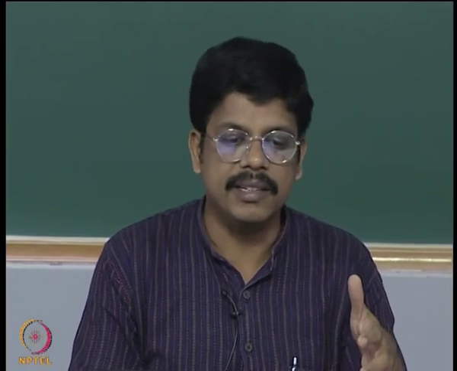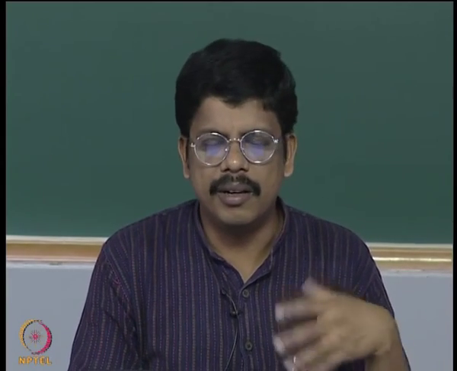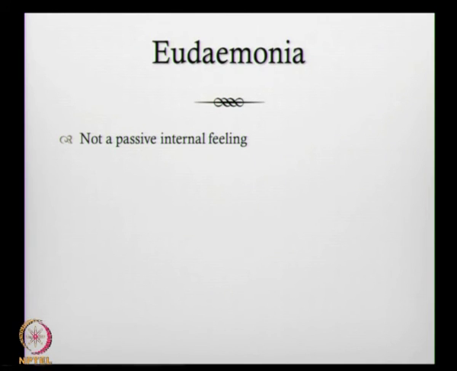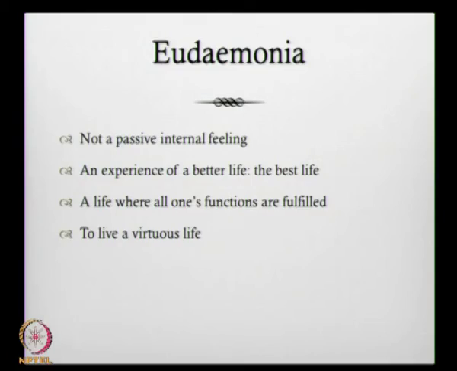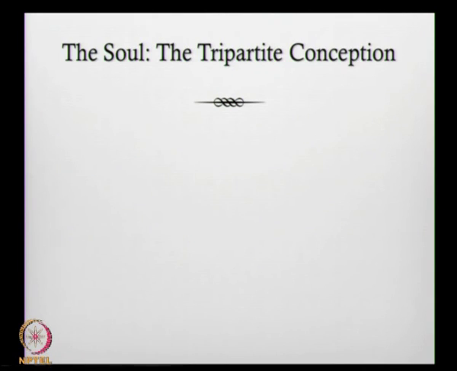As far as eudaimonia is concerned, it is not a passive internal feeling. In English it is translated as happiness, which is not a very satisfactory translation, because it is not a passive internal feeling; it is an active experience of a better life, the best life rather. The best life is a rational life as far as man is concerned, a life where all of one's functions are fulfilled, and to live a virtuous life is what is more important for Aristotle.